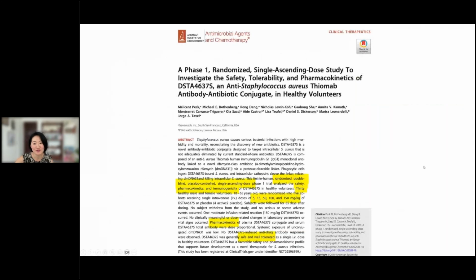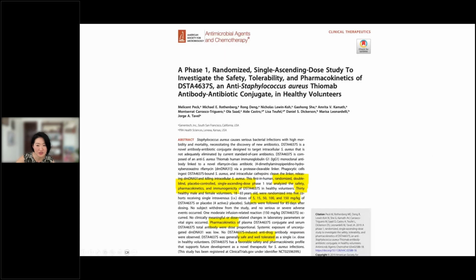This is an example of a phase 1 trial targeting Staphylococcus aureus. It involves an antibiotic antibody conjugate. You may appreciate that this trial is a randomized, placebo-controlled, single ascending dose trial involving a small group of healthy volunteers. And the main focus is on safety and pharmacokinetics. Early efficacy signals is detected via immunogenicity.